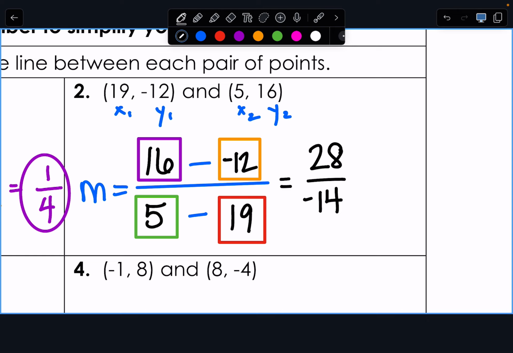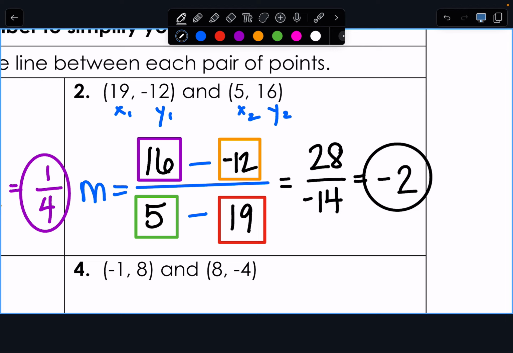Hey, I think 28 is divisible by 14. So what is 28 divided by negative 14? Negative 2. Without graphing these coordinates, what does the line look like? Not this way. Is it going to go up or is it going to go down? Down, because we have negative slope. This line is going to fall because we have negative slope.